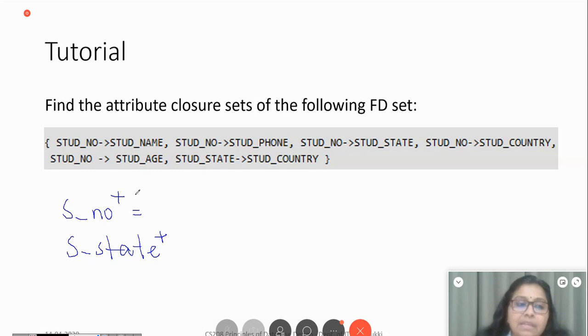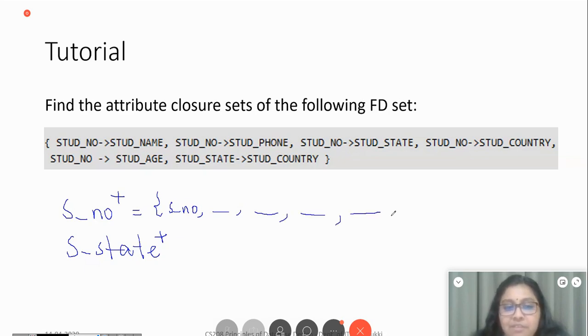Okay, so we'll see first the attribute closure of the S number attribute. We know S number will be a part of it. And you have all these FDs which have S number, student number, on the left hand side. So student name will go here, student phone will go here, student state will go here, student country will go here, and student age will go here. Okay, and are we done?